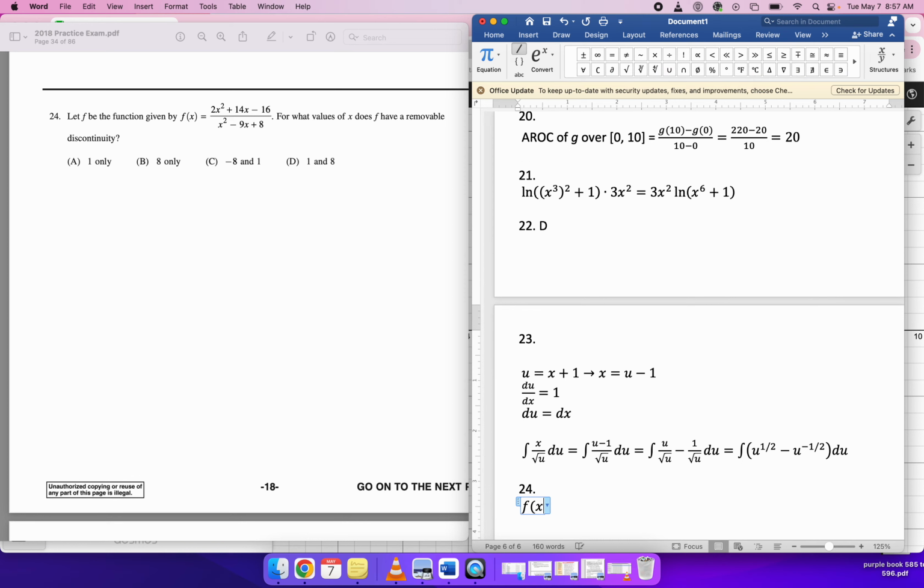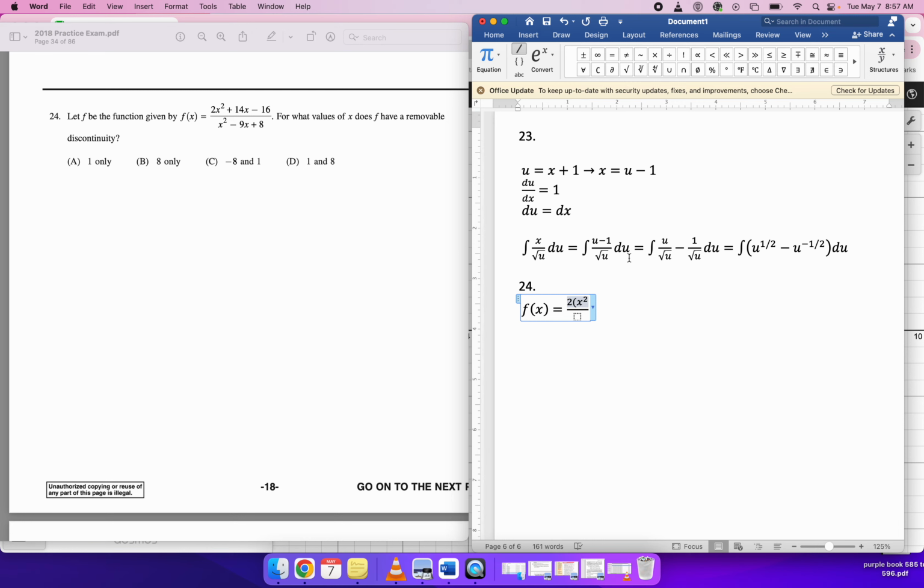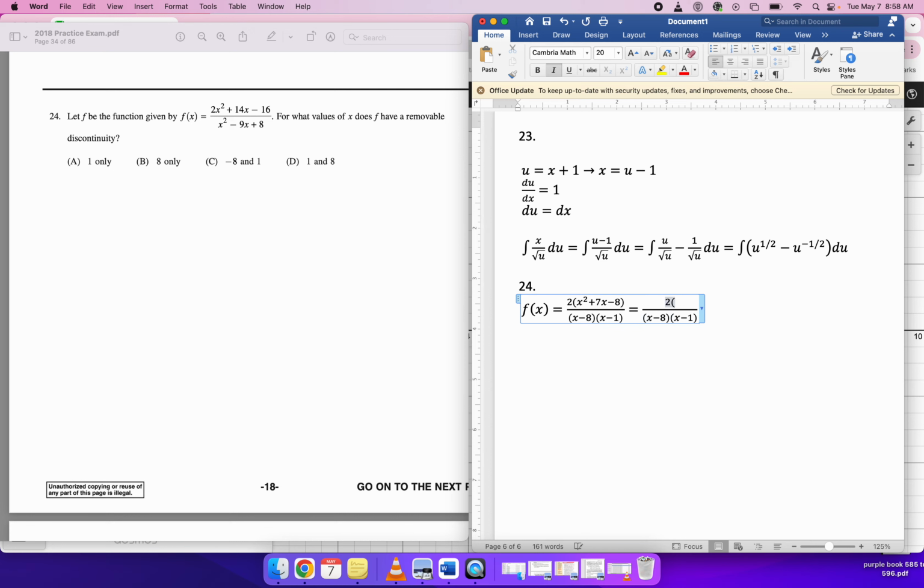I think you just got to factor this thing, right? So common factor of 2 in the numerator, 2 times the quantity x squared plus 7x minus 8, over the denominator, the minus 8 and minus 1, right? Yeah. So the numerator factors as x plus 8 times x minus 1. Did I do that right? Yeah, I think so. So basically, this function is discontinuous at both 1 and 8.